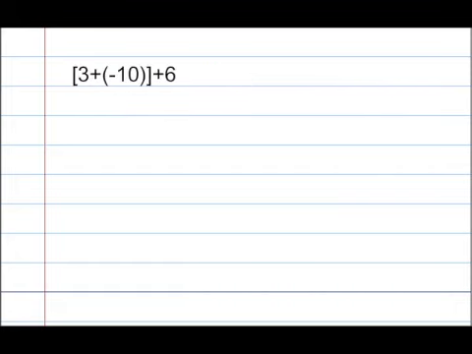So 3 plus negative 10 plus 6. So here we have my brackets, which work the same as parentheses. I have addition, I have a negative sign, I have another addition sign. So there's a lot of things going on. So I'm going to want to look at PEMDAS, right?